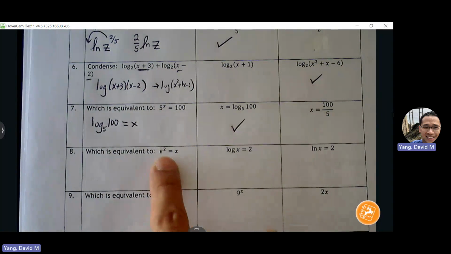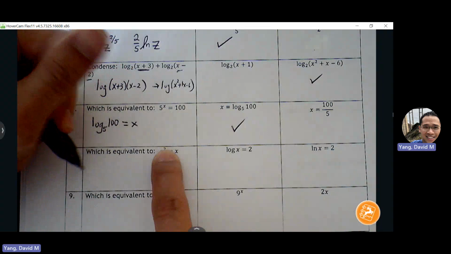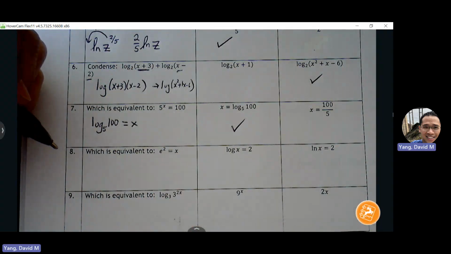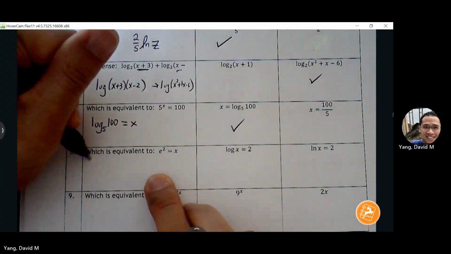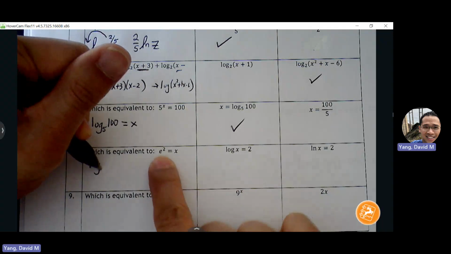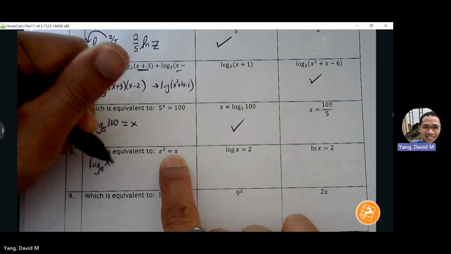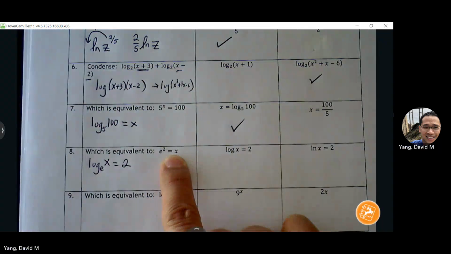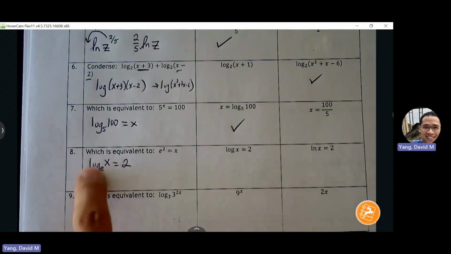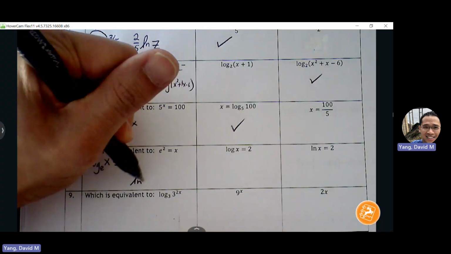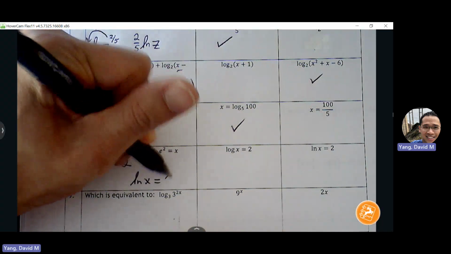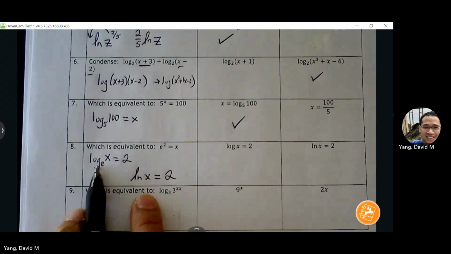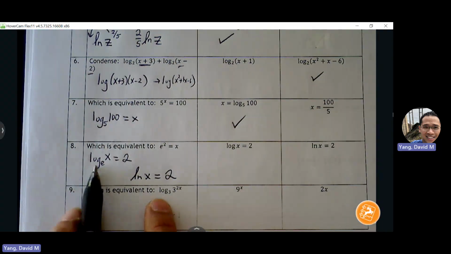Okay. I want to get this into log form. So I want the exponent 2 by itself on one side of the equation. So log base e of x equals 2. And log base e is the same thing as saying what? Natural log. Yeah, so they are interchangeable. This is just a shorthand form of writing it, but this is more descriptive.